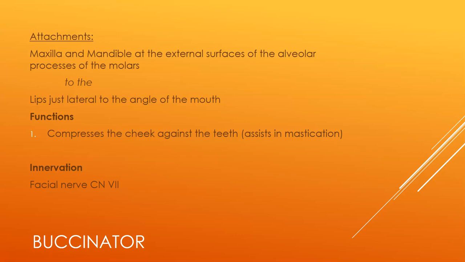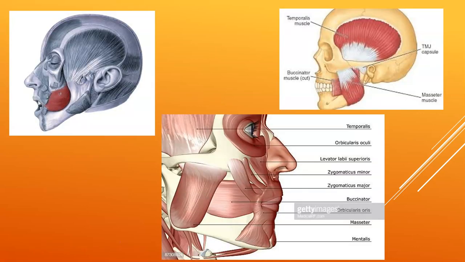What this does is assist in chewing food: when it contracts, it's pushing food back into the mouth and around the teeth. So we say that its function is to compress the cheek against the teeth. And again, facial nerve, cranial nerve 7.